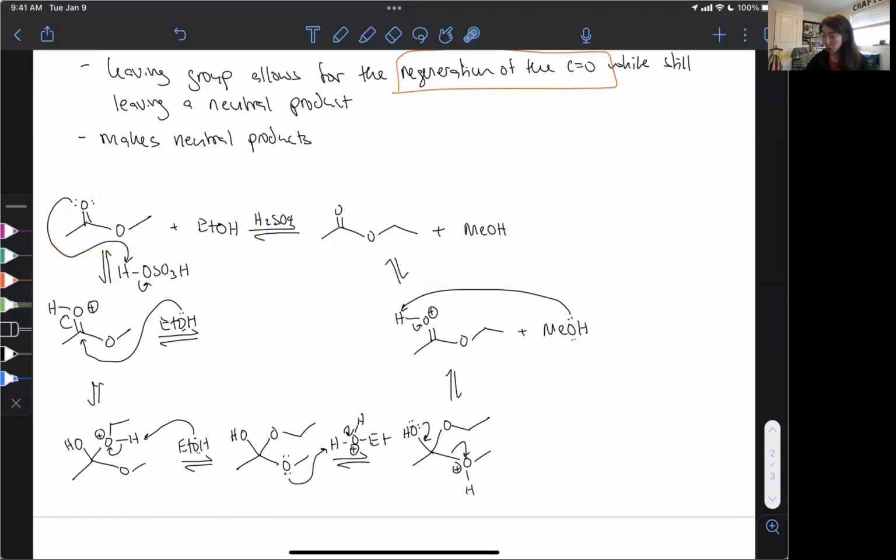The other thing I want you to notice is that when we are doing the mechanism here, again, we have a really electrophilic, protonated carbonyl. And once we get to this, it kind of looks like an acetal, but we still need to think about the fact that we have leaving groups around. So this has leaving groups present.